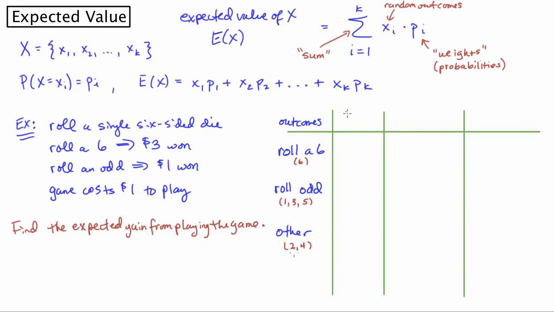Next column, I'm going to include my random variable. The first outcome for my random variable is rolling a 6. Now the random variable, I should define that over here. Let's let the random variable x count the amount gained on a single turn.